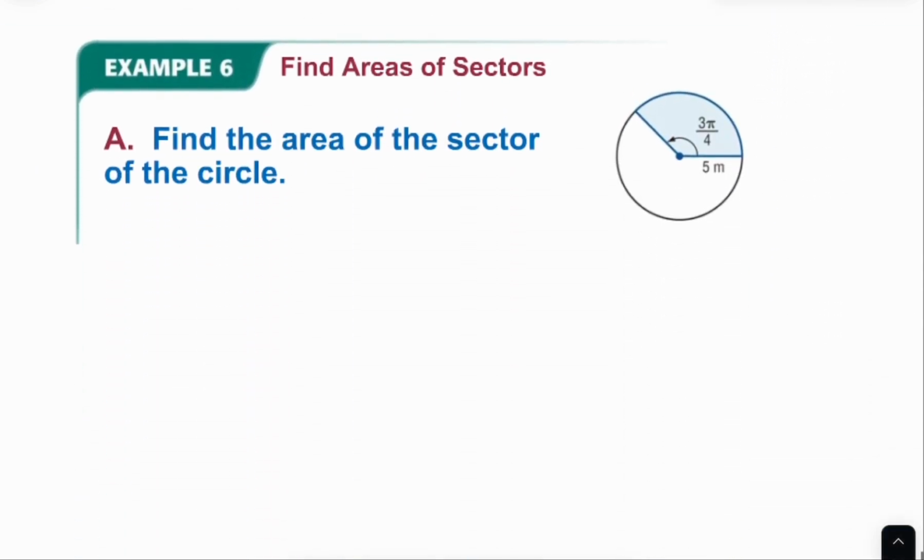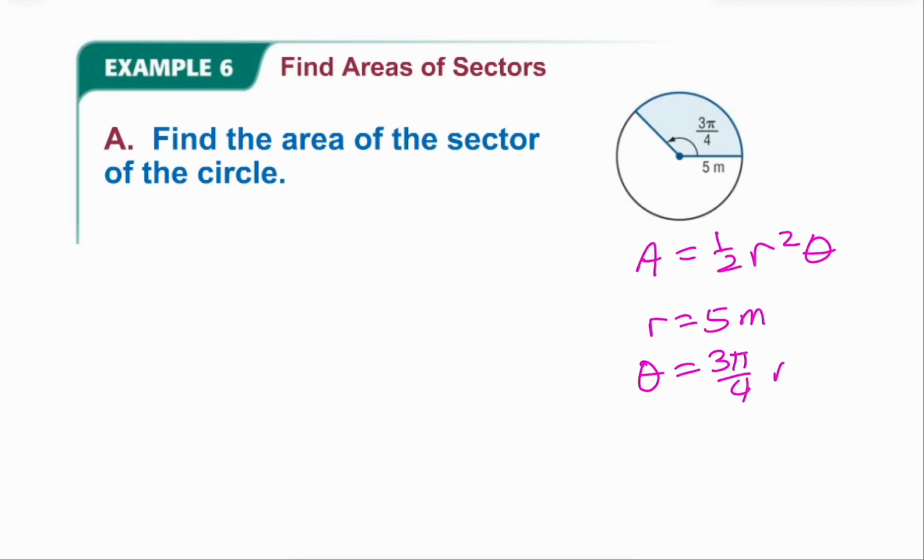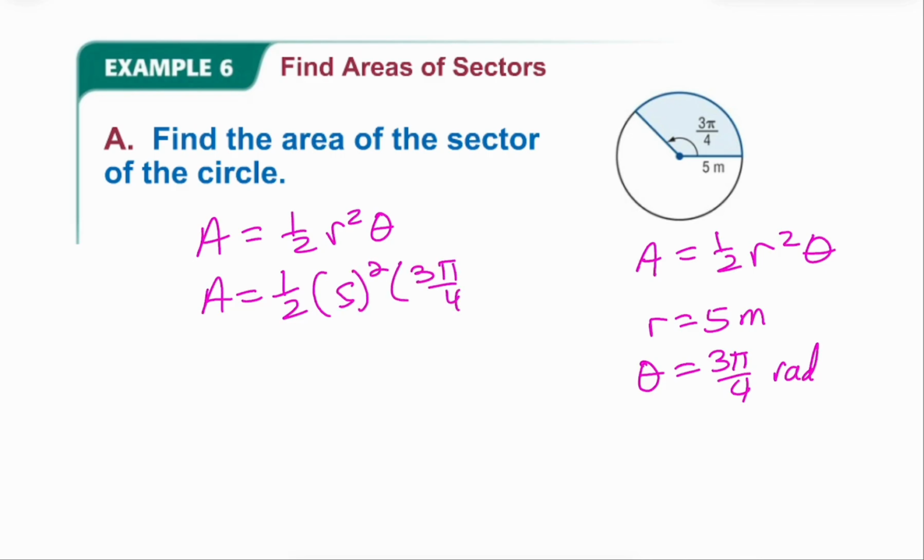So let's find the area of the sector given. So I'm writing down the formula for you. 1/2 r squared theta. So in this particular circle, they have told us that our radius is 5 meters. That's the r. Our theta is 3 pi over 4 radians. It has to be in radians. If it was degrees, we would have to tack on a pi and put it over 180. So let's put into our formula. So that's going to be 5 squared times 3 pi over 4.